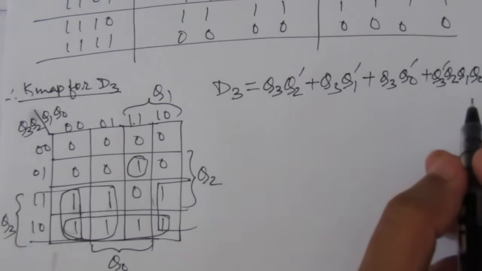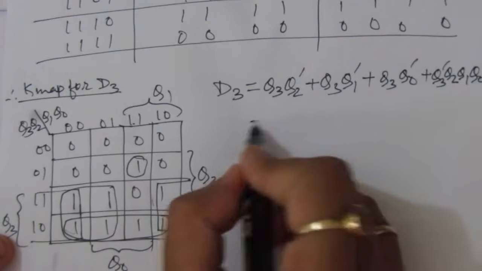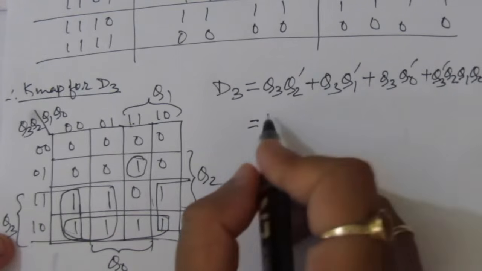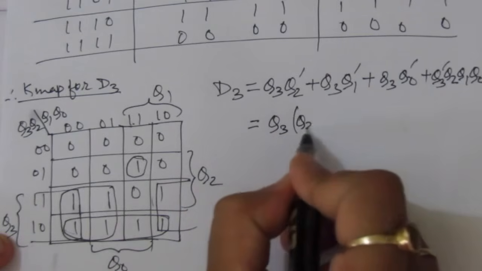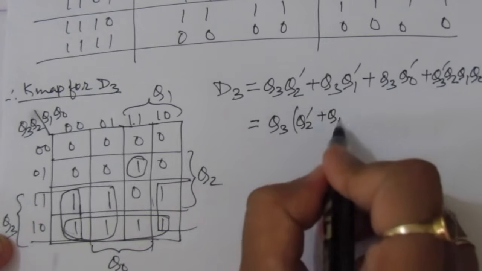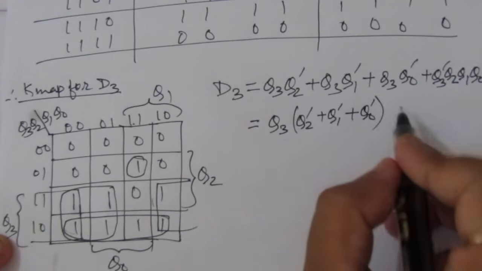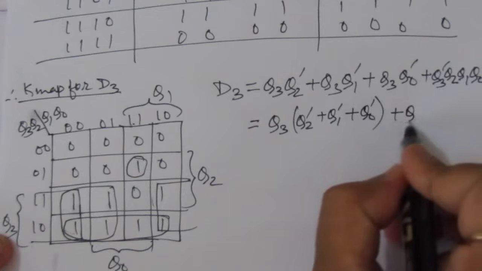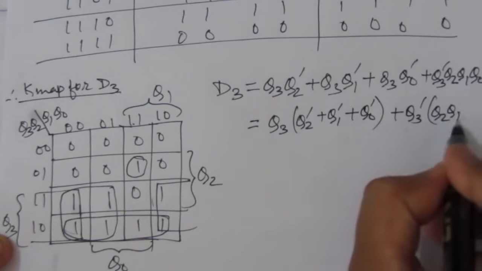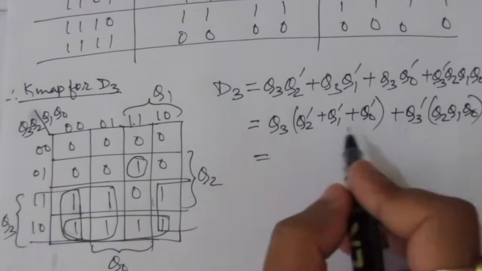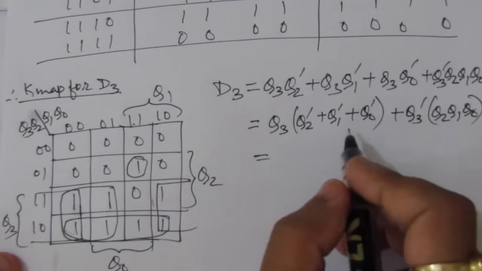You can directly implement this expression, but you can further simplify it to make the circuit simpler. If we take Q3 common from the first three terms, we get Q3 times (Q2 bar plus Q1 bar plus Q0 bar), plus Q3 bar times Q2 Q1 Q0. We can write it this way. The term within the bracket we can simplify using De Morgan's theorem.